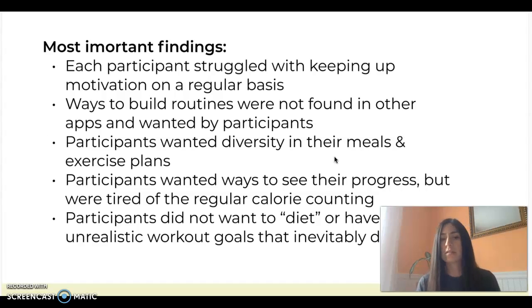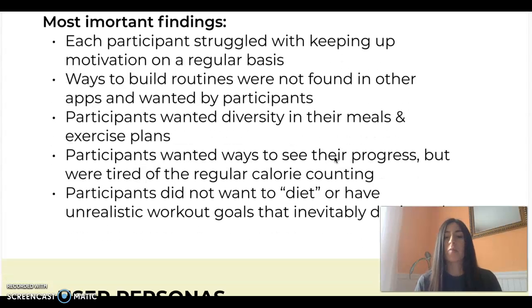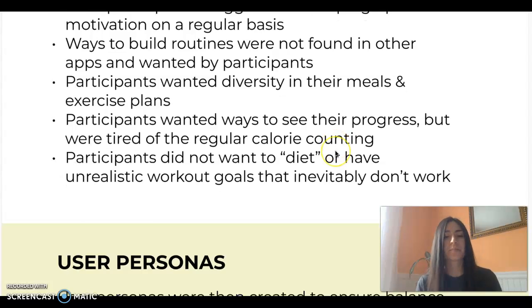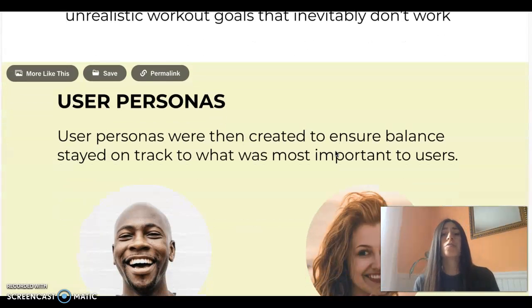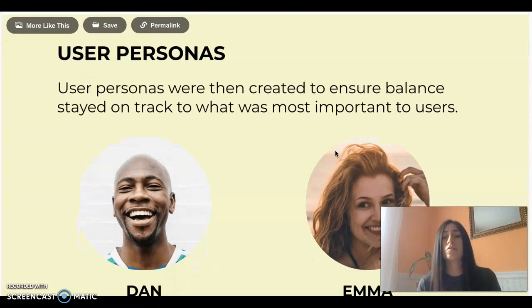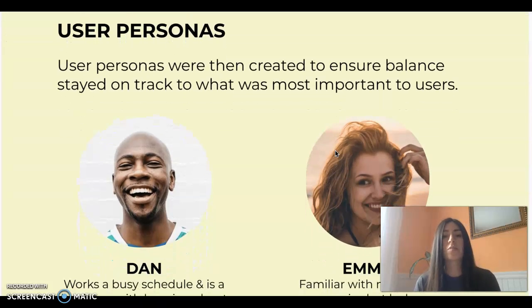They hadn't found ways to build routines. They wanted more diversity in all of their plans. They wanted ways to see their progress, and things that weren't regular dieting, calorie counting, and unrealistic workout goals that they know inevitably don't work. After doing this part of the user research, I was able to develop some user personas. These were created to ensure that Balance stayed on track with what's most important to the users.